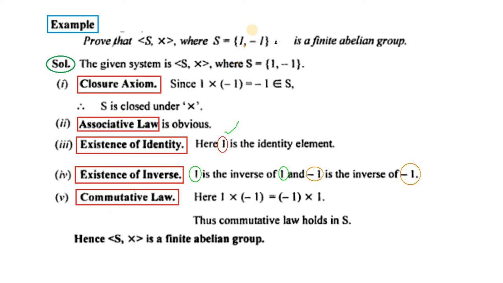Now we check the number of elements. In set S, the number of elements is finite. That is, set S is finite. Hence, the above Abelian group is a finite Abelian group.